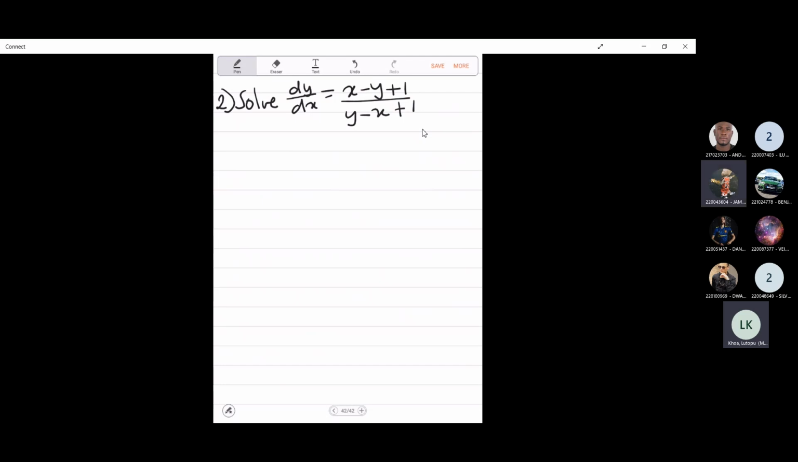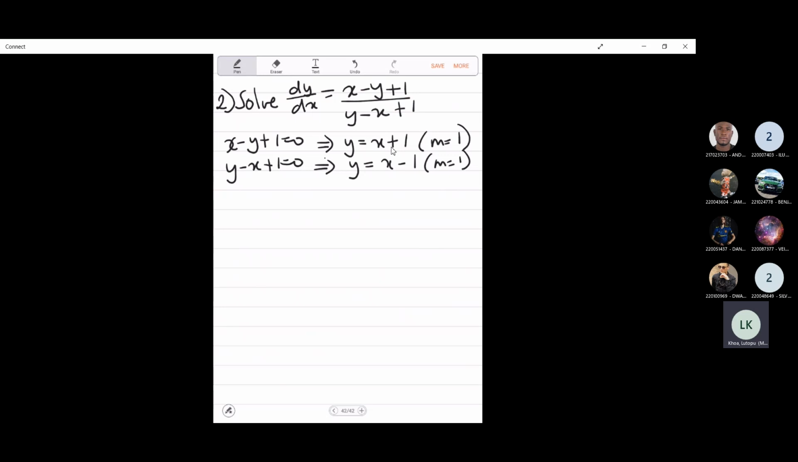And like we did with the previous one, say x minus y plus 1 is 0. This means y is equal to x plus 1. And then y minus x plus 1 is 0. This means that y is equal to x minus 1. So you can see the gradient here is 1 and the gradient over here is 1. So it means that these two lines are parallel.